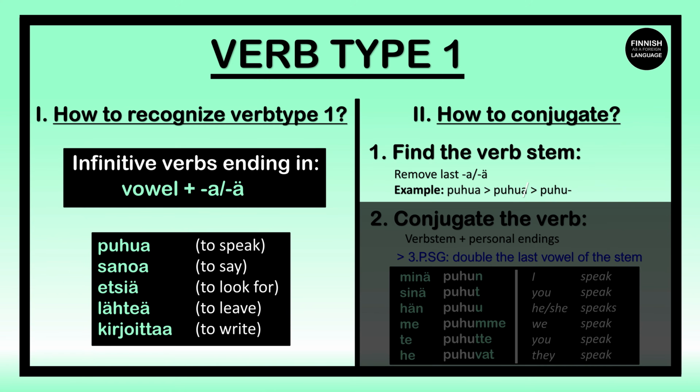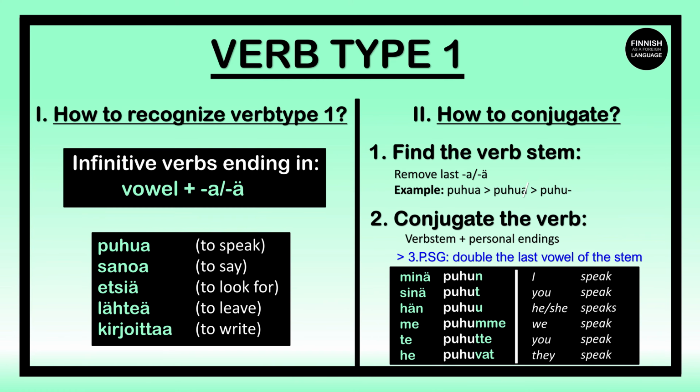In order to conjugate, we first have to find the verb stem. So in order to receive the verb stem, we have to remove the last a or ä from the infinitive verb. For example, we take the infinitive verb puhua, to speak, we remove the last a and we receive puhu, which is our verb stem. In the second step, we can start conjugating the verb.